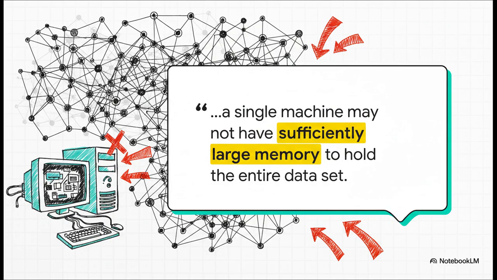And here's the real kicker. The problem isn't just that it would be too slow. As this paper points out, a single machine often doesn't even have enough RAM to hold the entire map in the first place. It's a fundamental hardware problem.